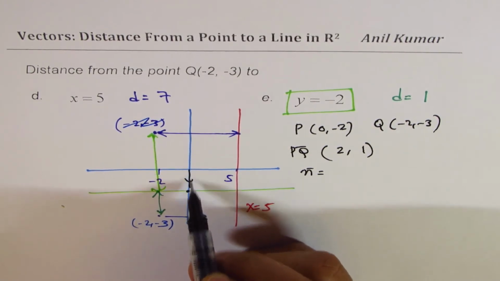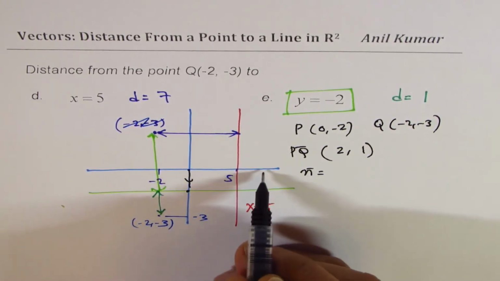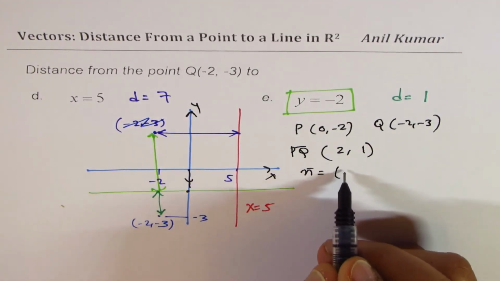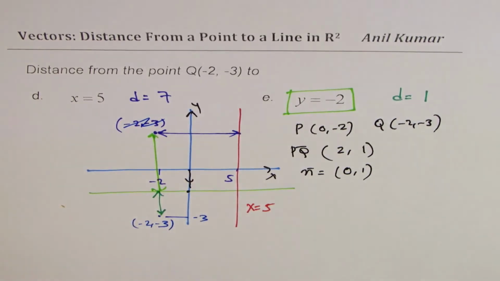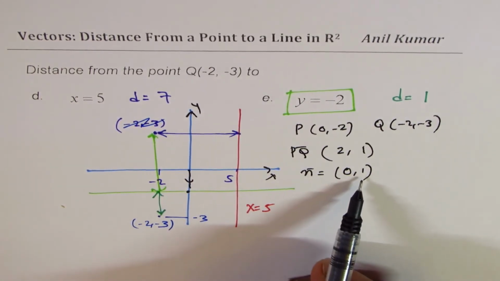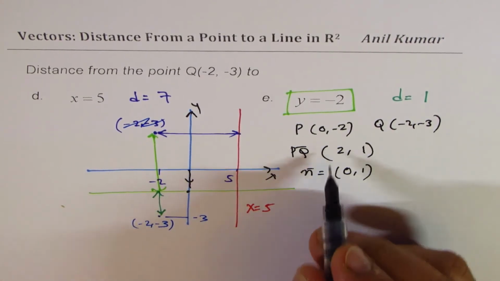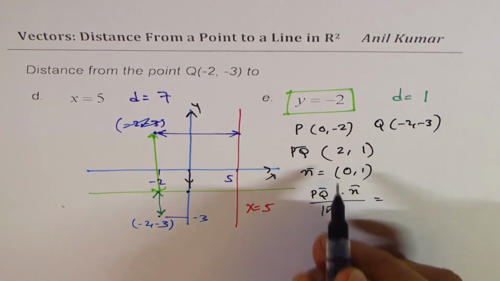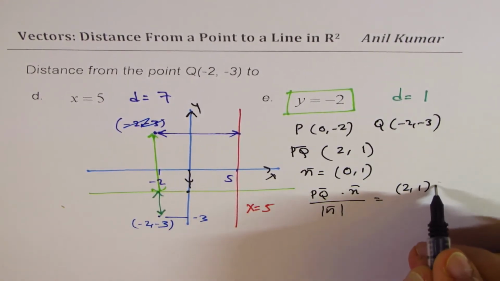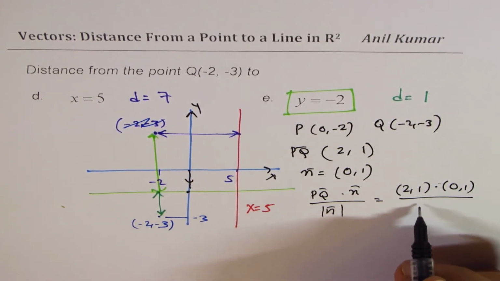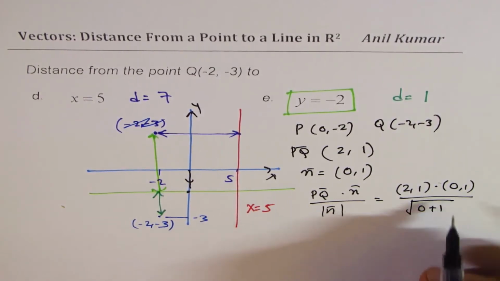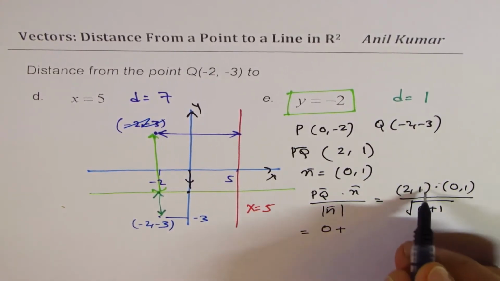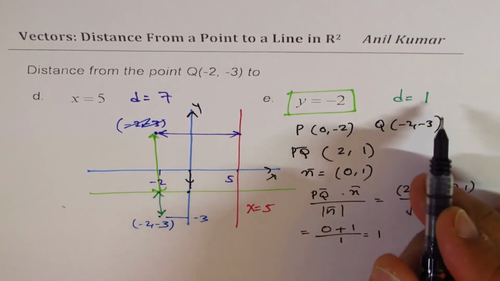So when you say normal to this direction, from this point you don't move along the x, however, you move along y. Correct? So you could use (0, 1) as the normal. That becomes a unit vector also, correct? So if you do the dot product, that is PQ dot n over magnitude of n, you should get the same result. Which is (2, 1) dot (0, 1) over square root of 0 plus 1, correct? So that gives you 2 times 0 as 0 plus 1 times 1 over 1, which is 1 unit. Do you see that?